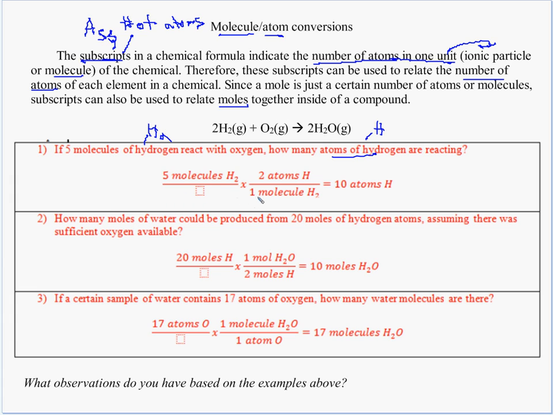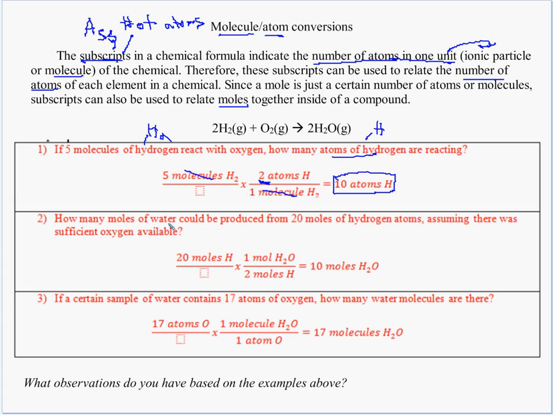So we have 5 molecules, so we want to get molecules on bottom, atoms on top. Well, in 1 molecule of H2, right, the subscript is 2, there are 2 atoms of H. So molecules cancels, we get 5 times 2, 10 atoms. All right, because each molecule has 2. It's like you got 5 pairs of shoes, that's 10 shoes, because there's 2 each, right? That's what the subscript's saying.